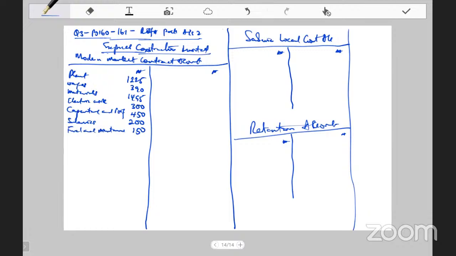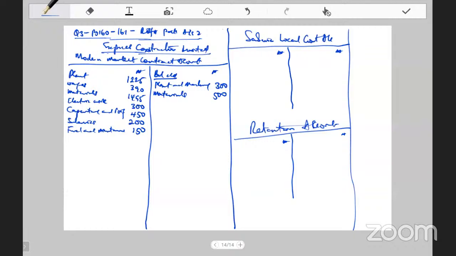Next, balances at 30th September 2008. They are telling us that we have balances at the end of the year. So what are the balances? Plant and machinery 300. You can see we don't need any working. Just fix the figure. Next. Materials 500. Next.